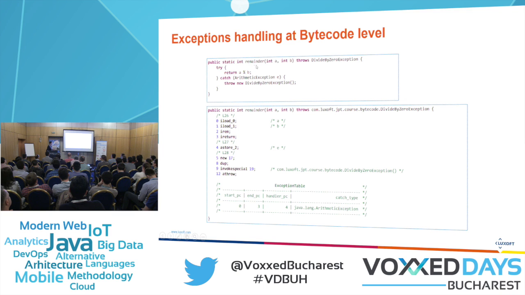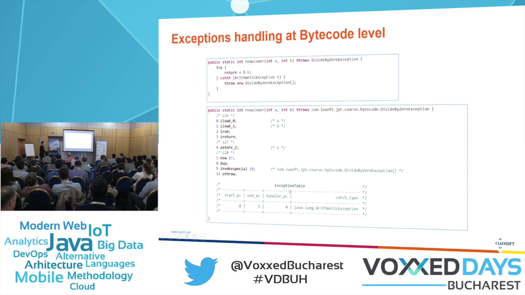We have this remainder method that receives 2 arguments and does the remainder. Any exception of this arithmetic exception type that is encountered is caught, and basically a new type of exception is created and thrown away.